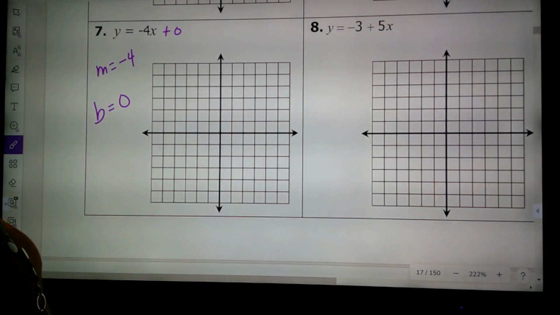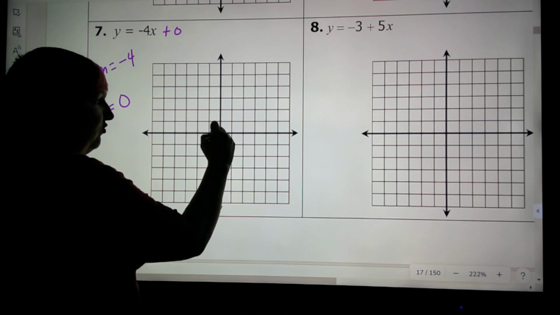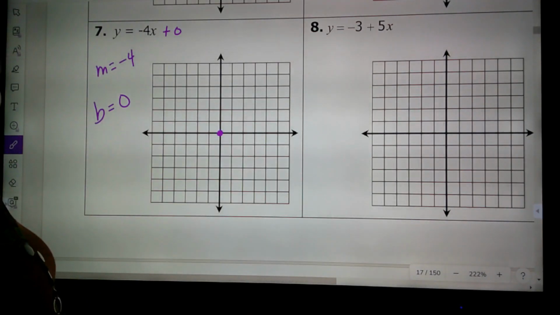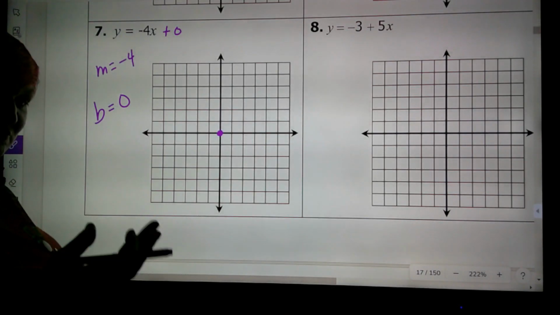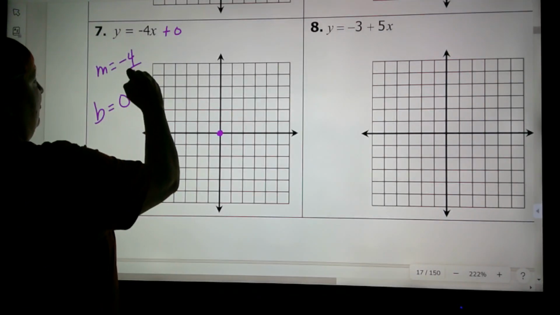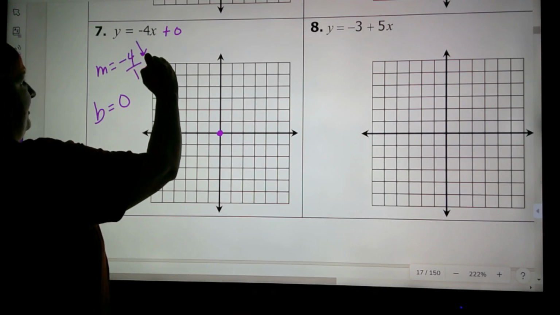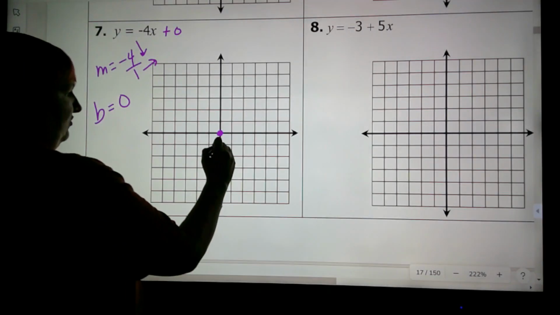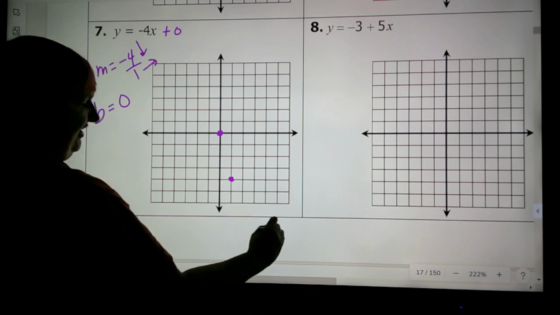If your b, your y-intercept, is 0, that means your first point goes on the origin. Now you see why I asked you to label the origin, so that you would remember where it was. Alright? 4 over 1, so I'm going to go down 4, right 1. 1, 2, 3, 4 here. And if I do it again, it's off the graph.